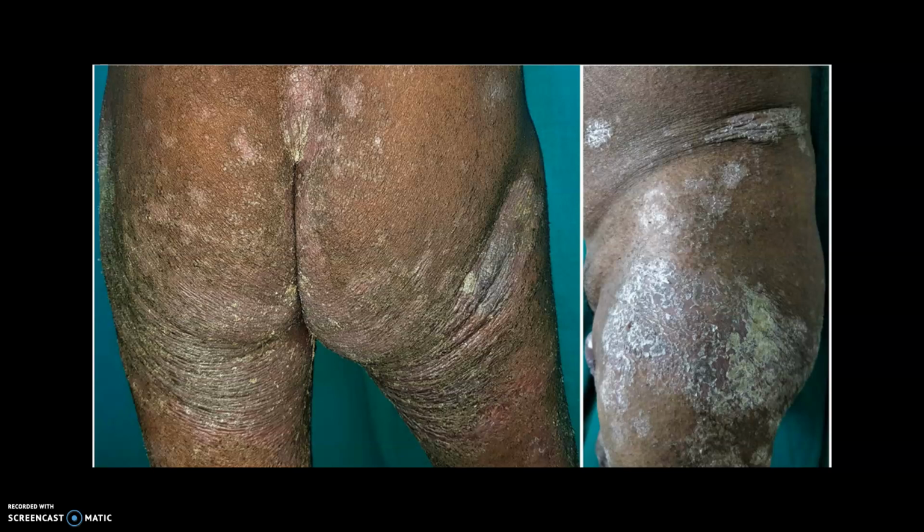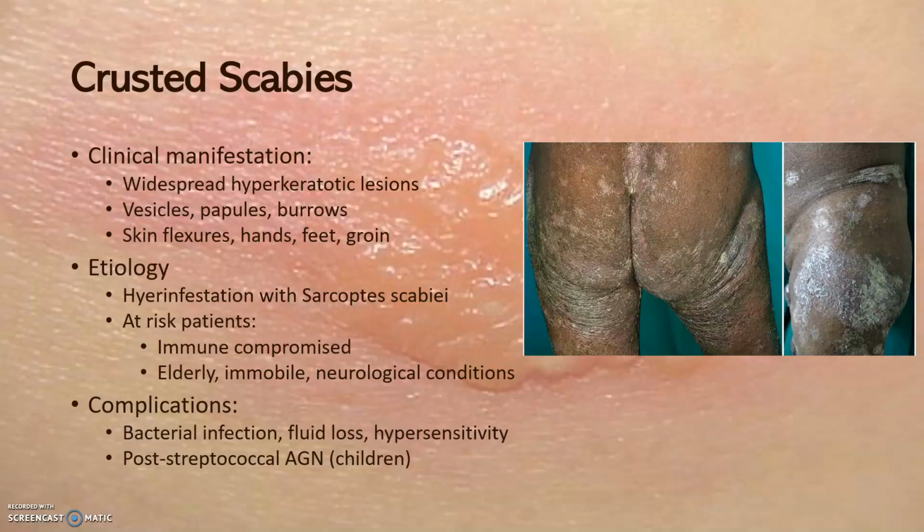And finally, this elderly gentleman who has had a stroke in the past presents with this crusting, blistering rash all over the body, but particularly in the buttocks and skin creases and in between the fingers. Pause the video, see if you can guess what this is. Yeah, so this is crusted scabies.